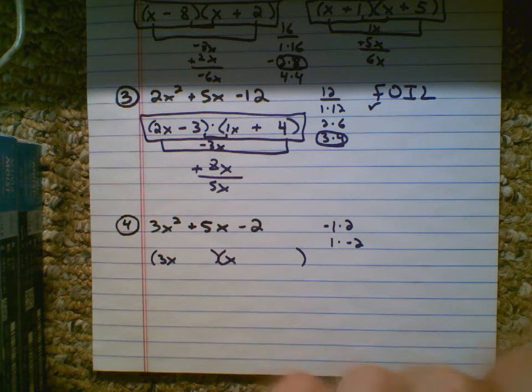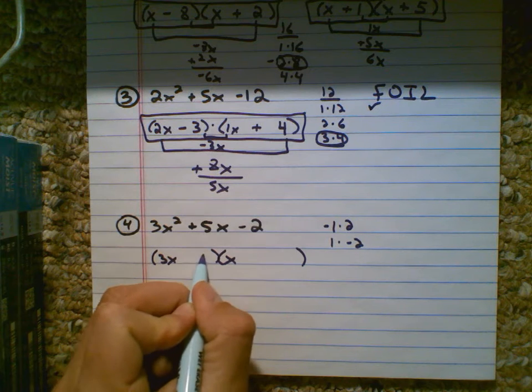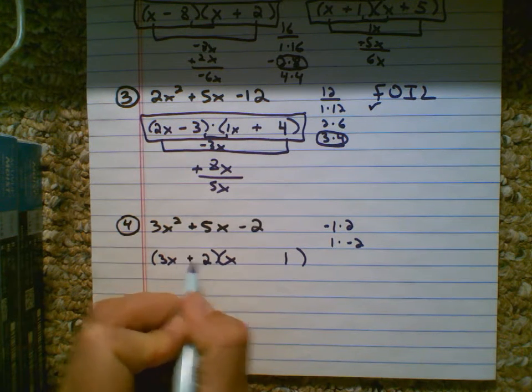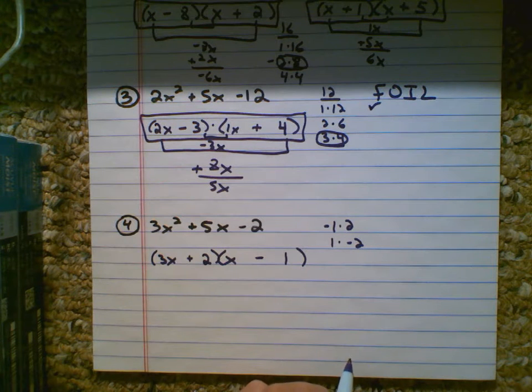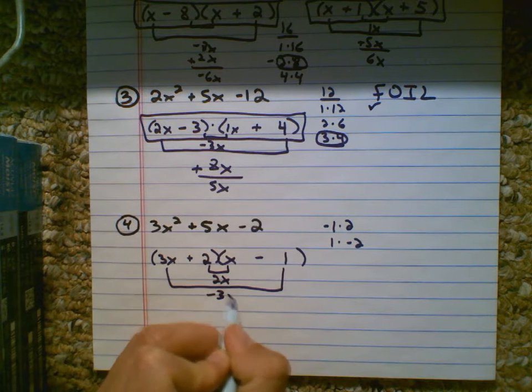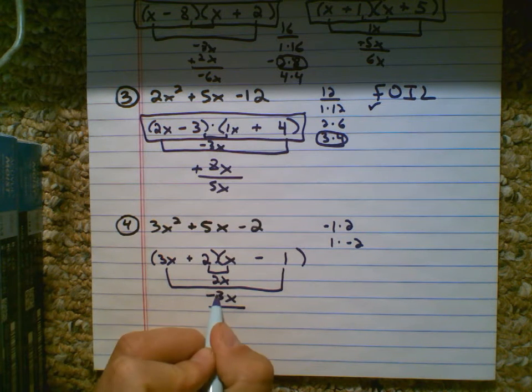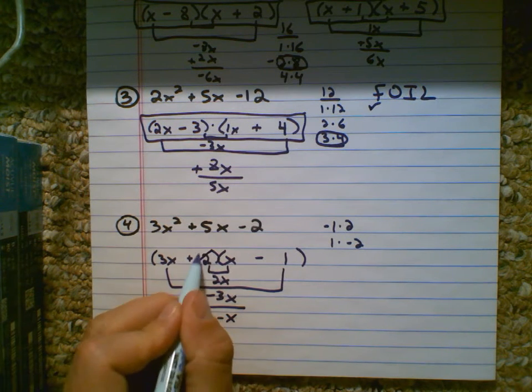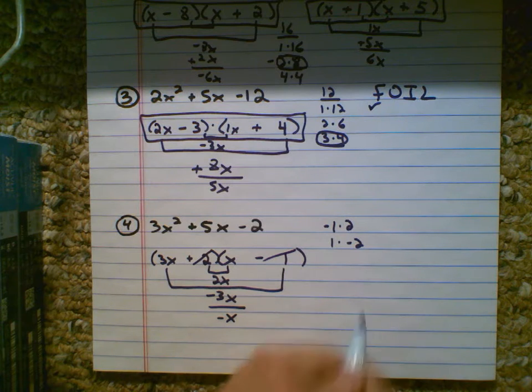Now, I'm going to do it wrong. I'm going to put the 2 here and the 1 there. Let's say I make the 2 positive and the 1 negative. Now, if I check it, I'm going to get 2x in the middle, and I'm going to get negative 3x on the outside. If I combine those, do I get the 5x in the middle? No, I get negative x. And that's okay. I know that pairing doesn't work, and I try something else.